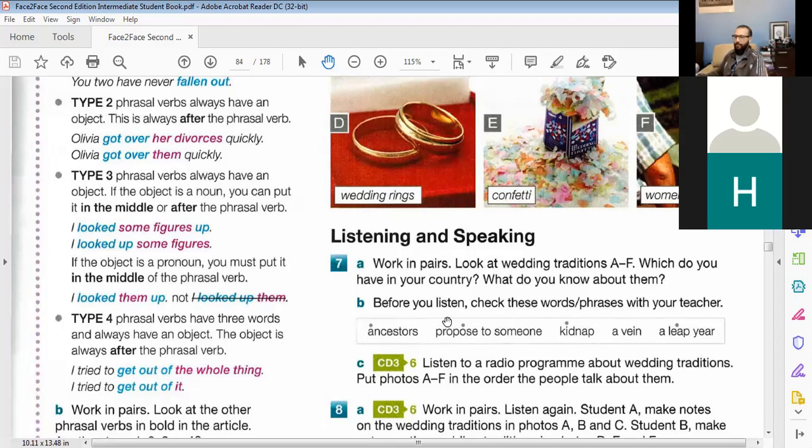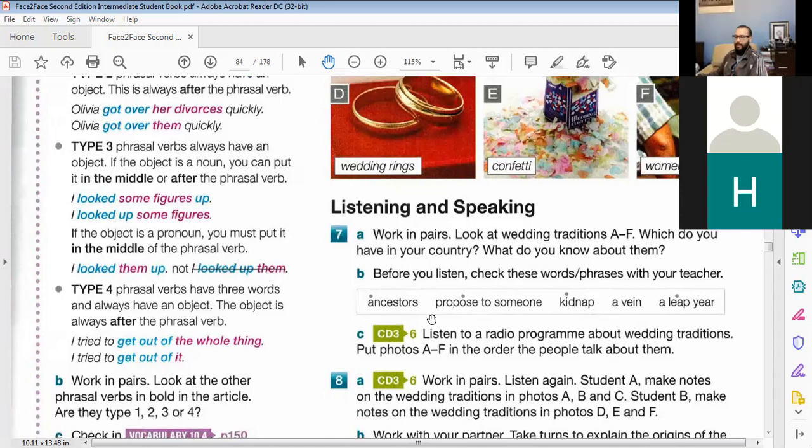No, me no. Okay, Hajar, do you know this word, ancestors? Have you seen it before? Ancestors, their ancestors. Okay, so let me explain ancestors.